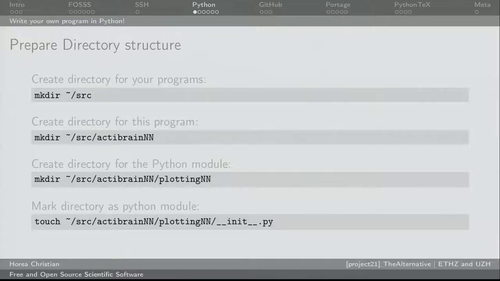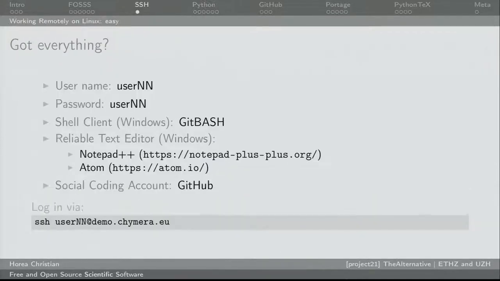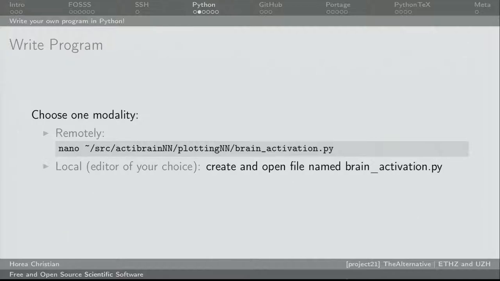So right now, we made a directory where you keep your programs. You made a directory for this program. You made a directory for this module. And we signaled to Python that that directory is going to turn into a module. Now we're going to go and write the actual program. The actual program looks like, OK, for some reason, this doesn't work now. The actual program will come on the next slide.